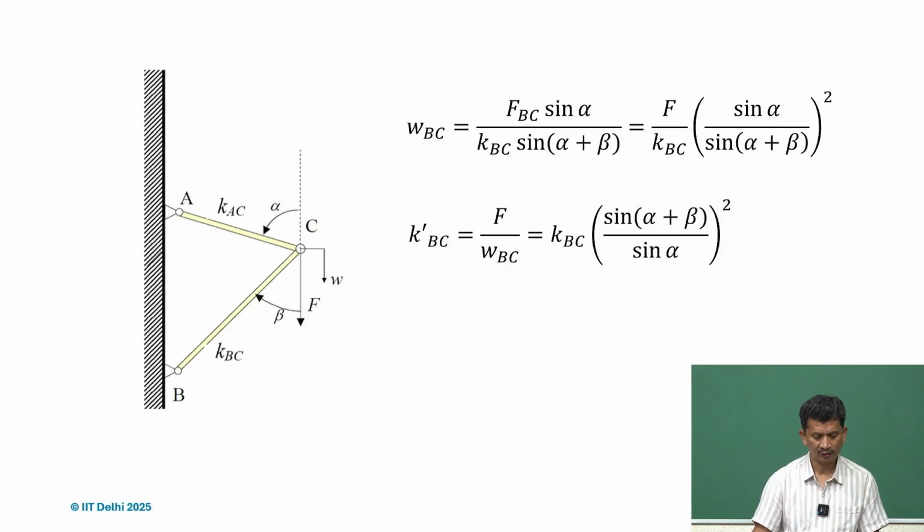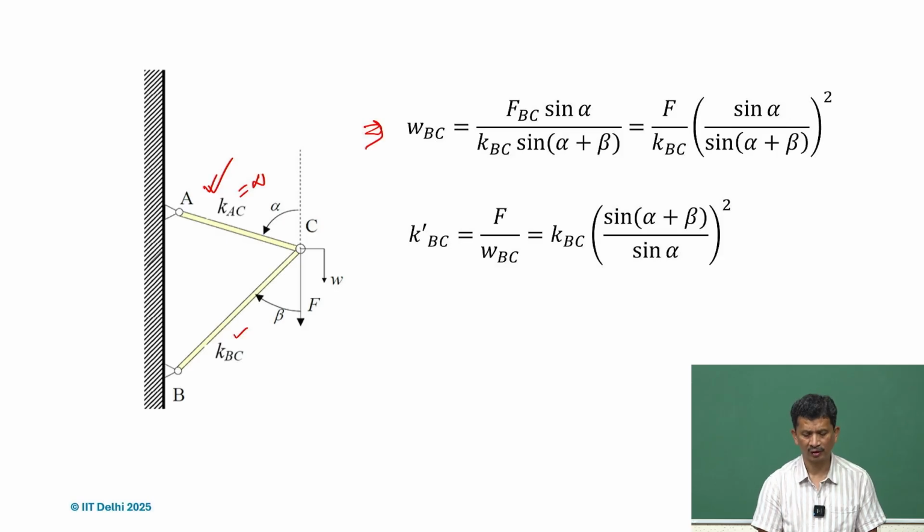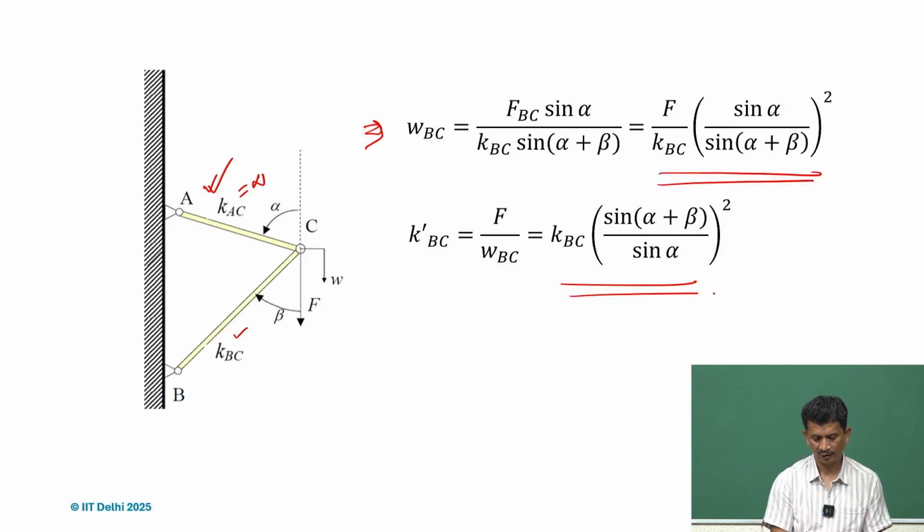So, similarly, we can calculate WBC also. So, for WBC, the deflection because of the KBC. Now, this is finite, but this is assumed infinite rigid, and then similarly we can derive and find what will be the deflection in the vertical direction, and similarly we can also calculate the effective stiffness along F.